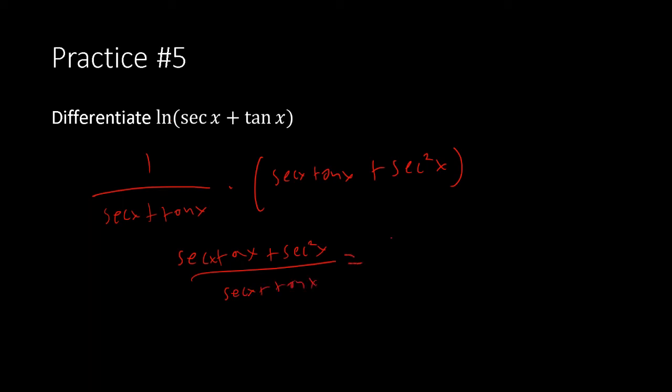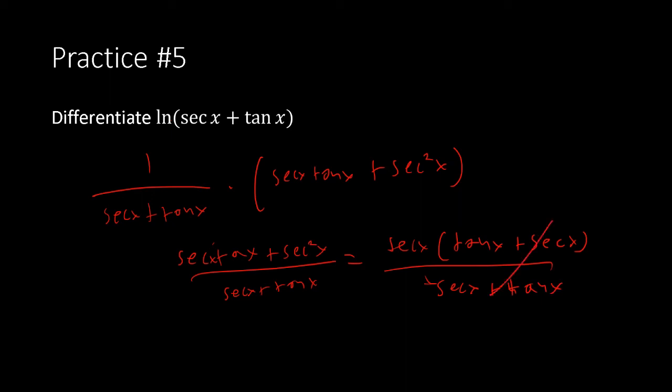This is going to be equal to secant x. We're just going to factor secant out of each of these: secant x times tangent x plus secant x, over secant x plus tangent x. These are going to cancel because of the same factor. So this is just going to be equal to secant x. So that's the derivative of this function.